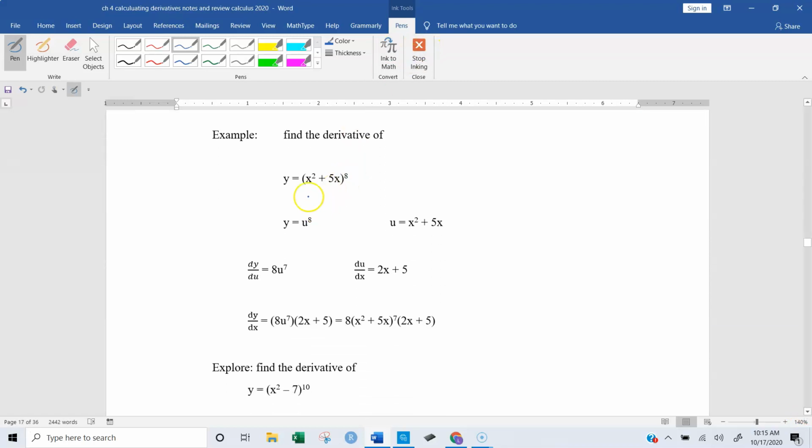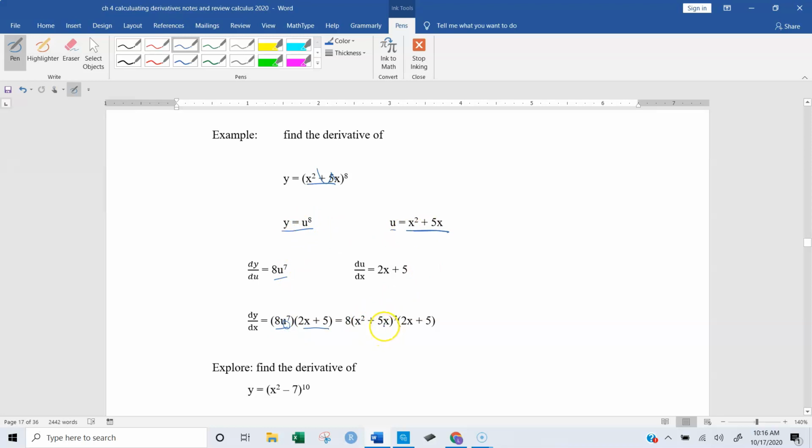Let's try it again. Inside becomes the u, x squared plus 5x. Take that out, and it's u to the 8th. So now I have to do the derivative of y with respect to u, 8u to the 7th. The derivative of u with respect to x, which is 2x plus 5. Multiply these two derivatives together. Replace u with its original, which is x squared plus 5x.